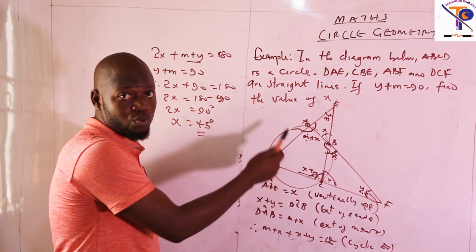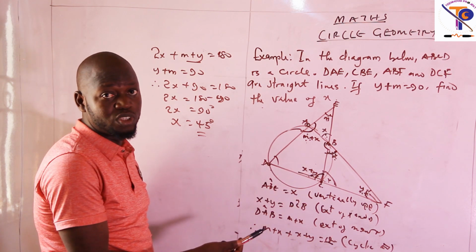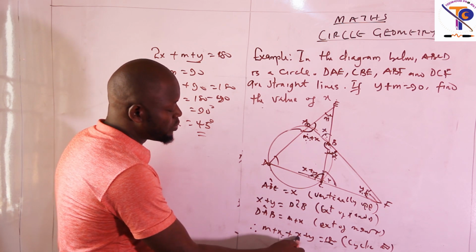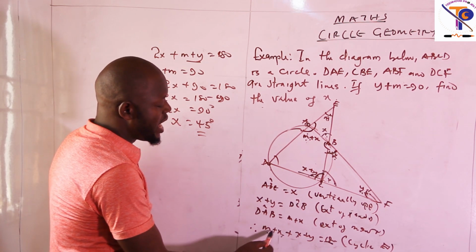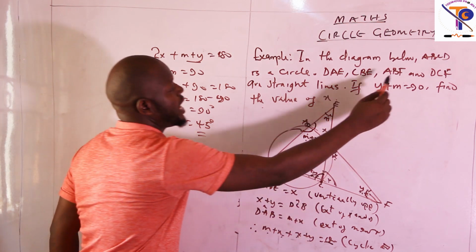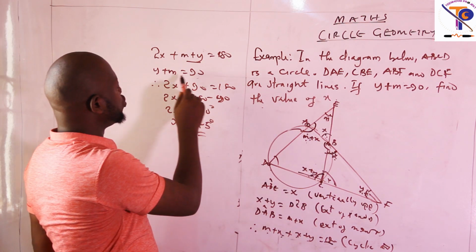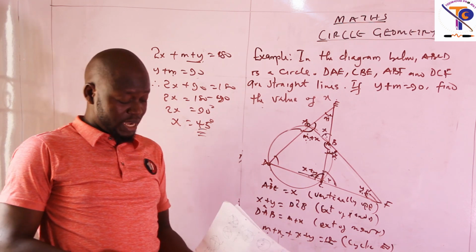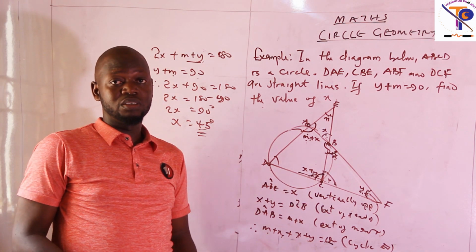So, but this was what I saw first. That's why I was using it, and it's very correct too. So this one, x plus x will give us 2x. Then m plus y is equal to 90. So I was able to substitute this one. Then I got 45 degrees. So that is that. Let's try another question.